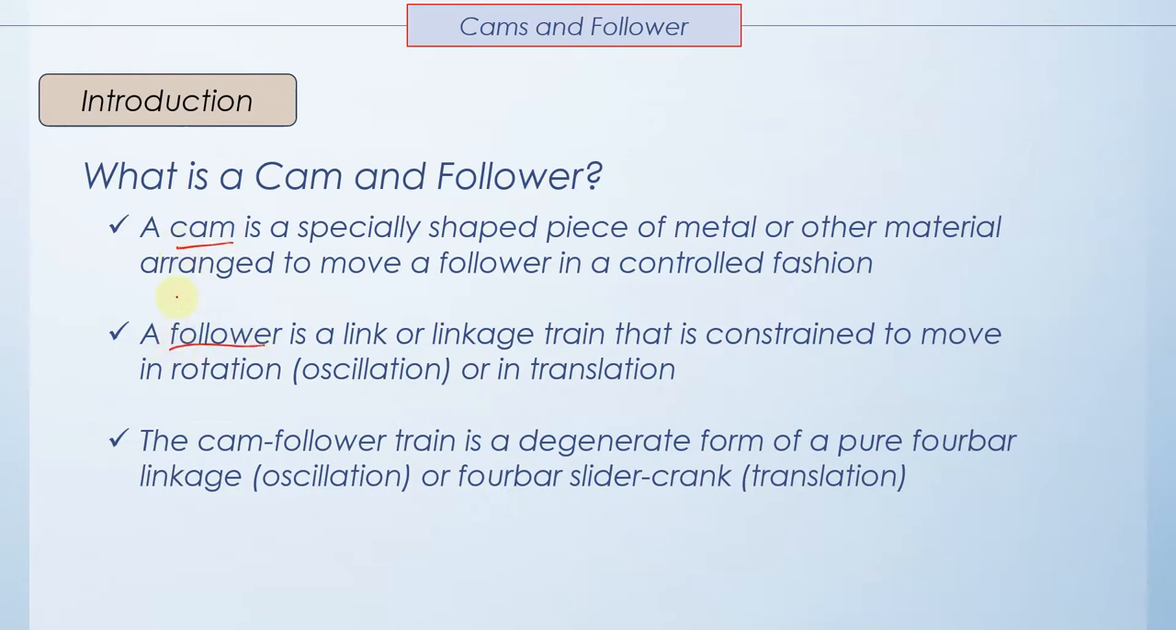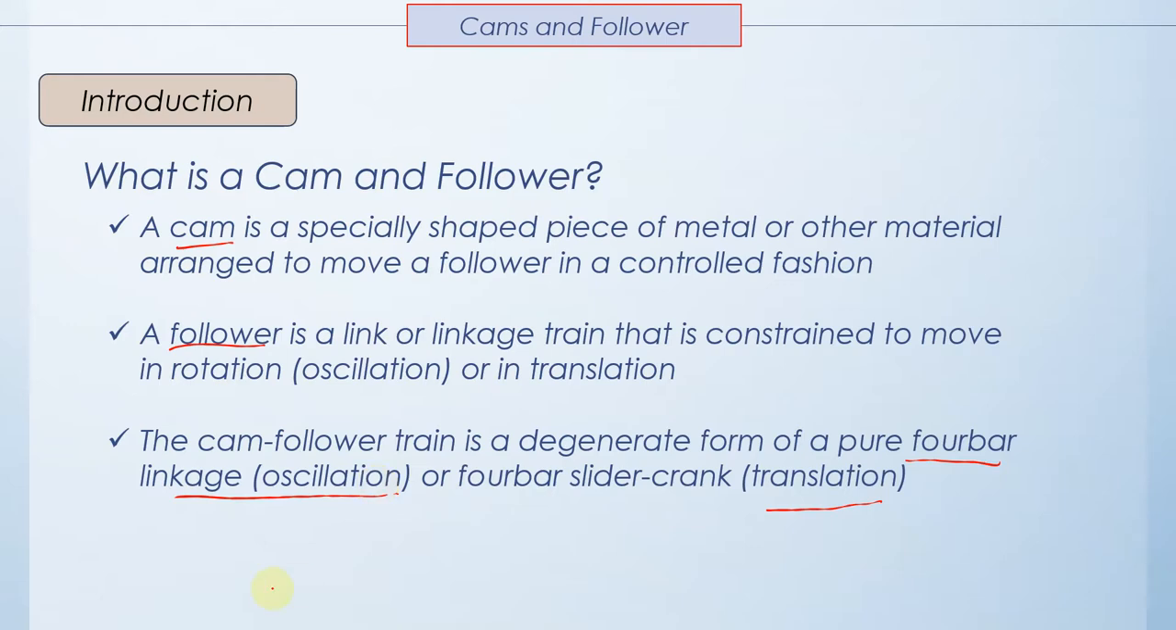Cam and follower work with each other in order to create a mechanism for a particular purpose. The combination of cam and follower train is a degenerate form of a pure 4-bar linkage. This is called a 4-bar linkage oscillation or a 4-bar slider crank translation. It means we have two types of output in order to complete any function: oscillation and also translation.